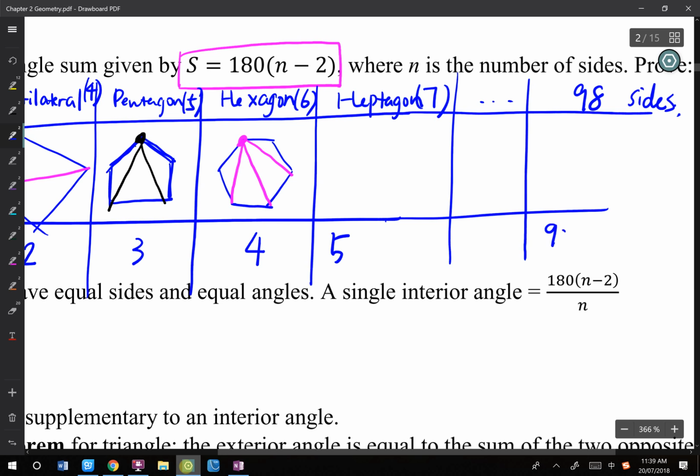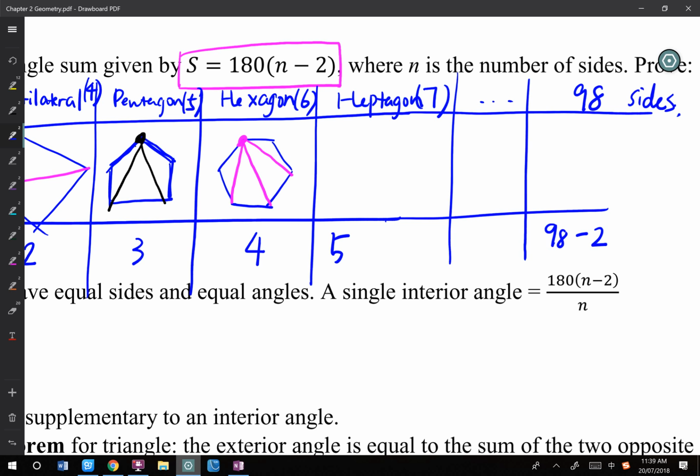96. So it's 98 minus 2, right? So it's reduced by 2. How many triangles you can make is the total number of sides minus 2. That's how many triangles you can make, because I'm talking about the inner angle sum.